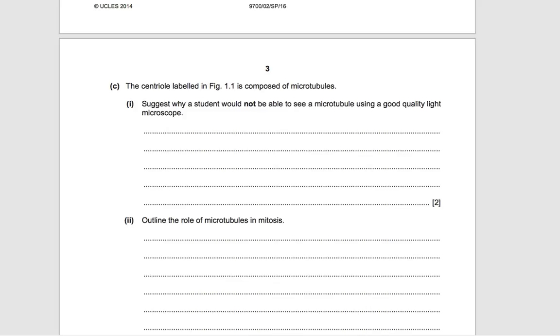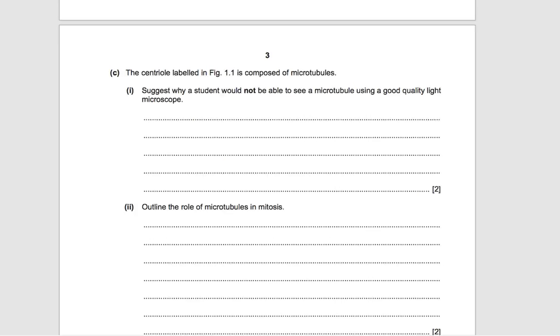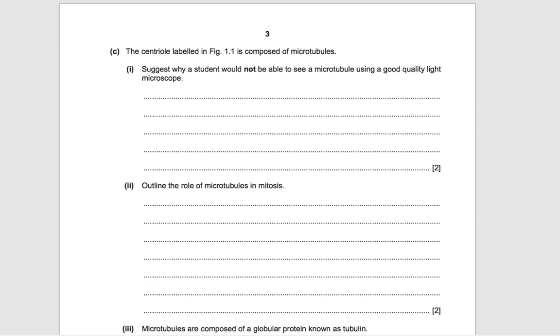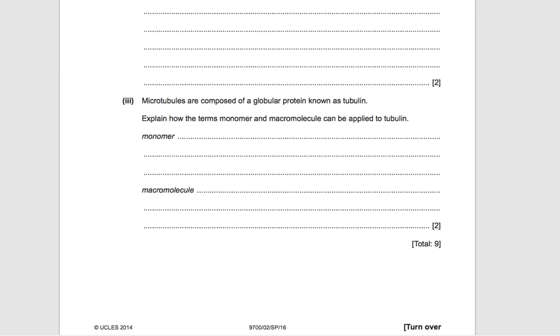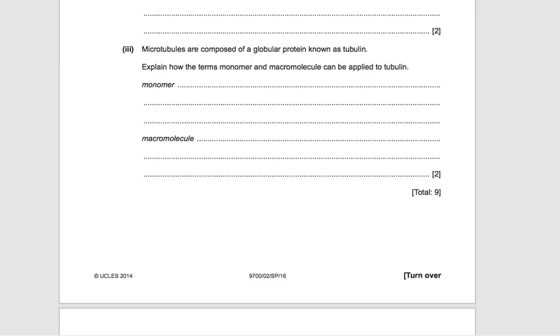Okay, second one, outline the role of microtubules in mitosis. So microtubules form part of the spindle fibers, and they attach to the centromeres on the chromosomes, and they help the movement of the sister chromatids to opposite poles, and therefore help in the process of forming two daughter cells in mitosis. Okay, microtubules are composed of a globular protein known as tubulin. Explain how the terms monomer and macromolecule can be applied to tubulin.